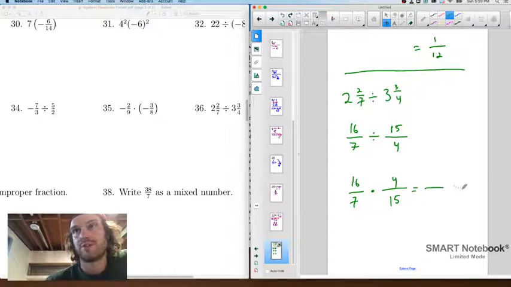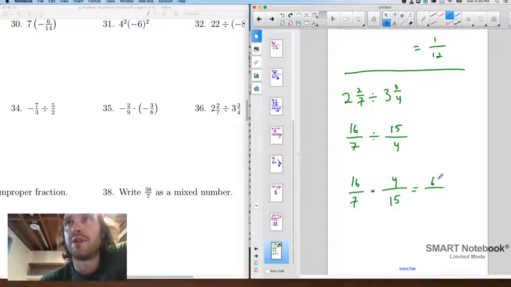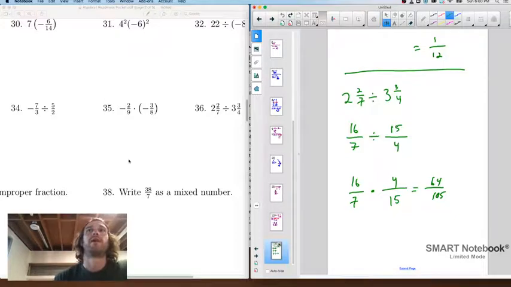So what this means is we can actually just multiply across the top, multiply across the bottom, and we'll be in good shape. 16 times 4 is 64, and 7 times 15, my goodness, that's a large number. 7 times 10 is 70, 7 times 5 is 35, so that is 105. Does that seem right? That does seem right. Okay, so 64 over 105 is our answer. Cannot be simplified because nothing was going to cancel in that multiplication.